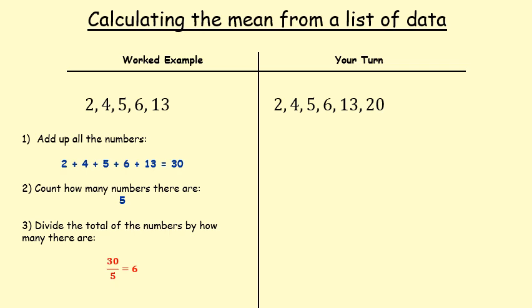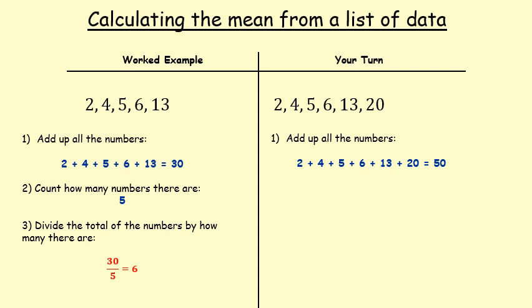Okay, so hopefully you've worked through that question now. You may have got an answer you're not sure about, so let's have a look and see what we end up with. So step 1, add up all the numbers. It's our same list as on the left, except we've got an additional piece of data, 20, and we get a total of 50 this time.